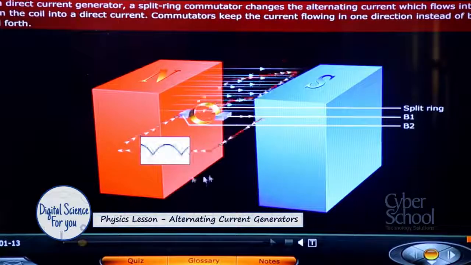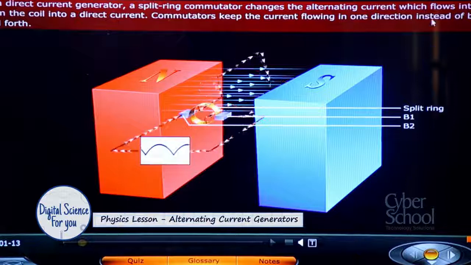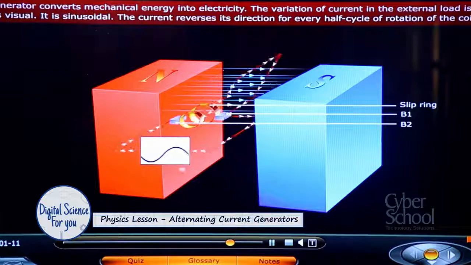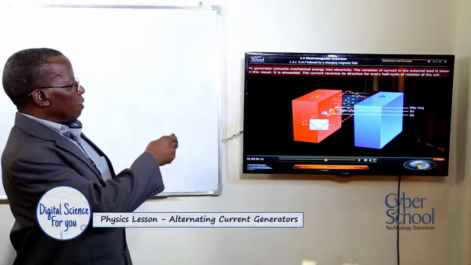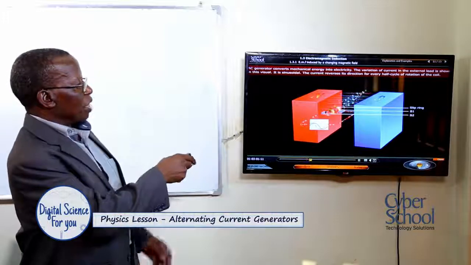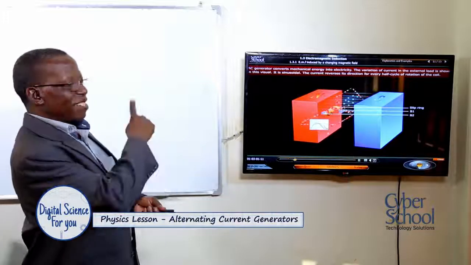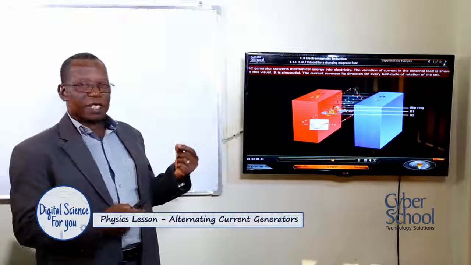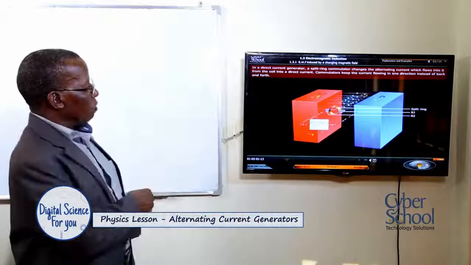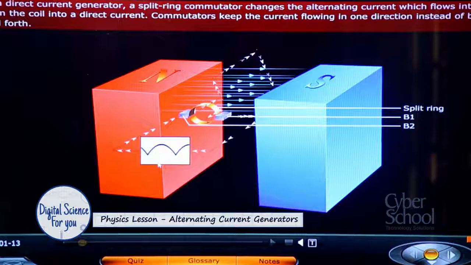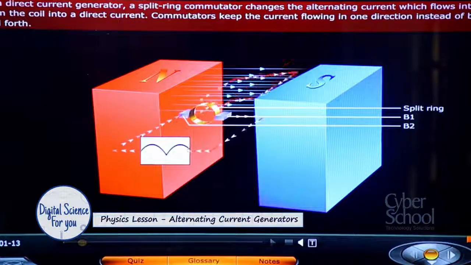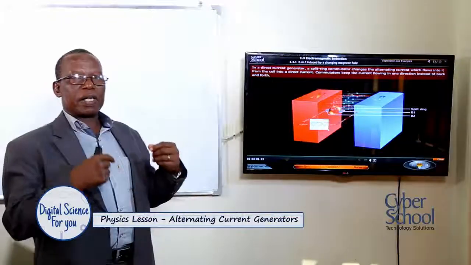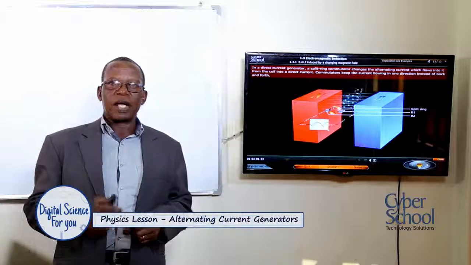Now let me take you back briefly to where we were the other time, the alternating current generator. As you can see, the current being produced is in the form of a sine wave, that curve. Whereas when we come to the direct current generator as seen in this diagram, the curve which is obtained is only in one direction. And that's why we say this one here is a direct current, whereas the first one was an alternating current.